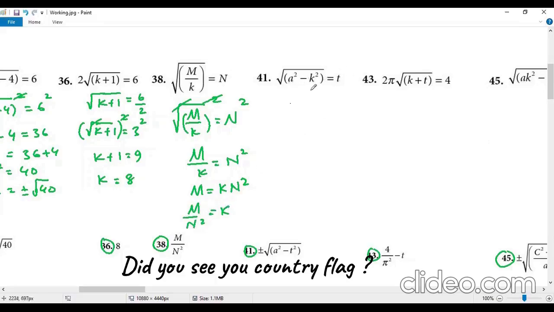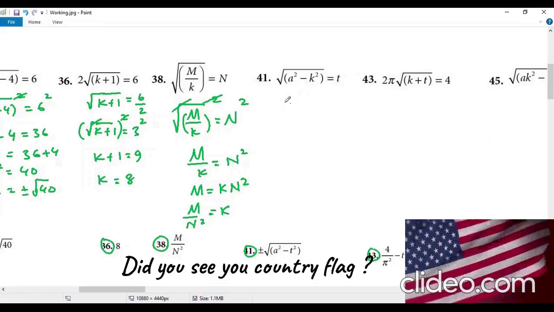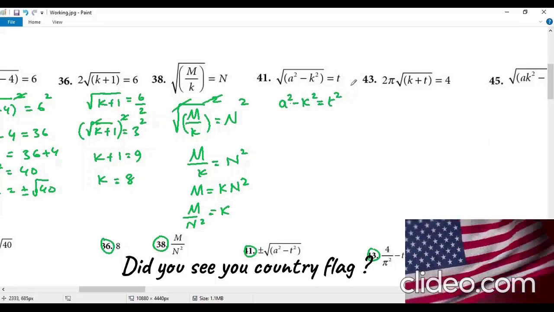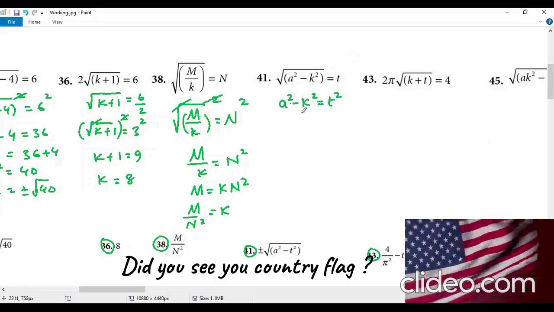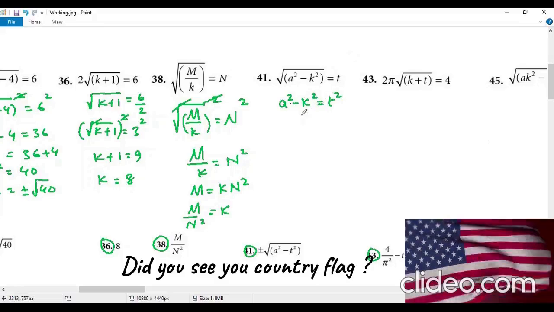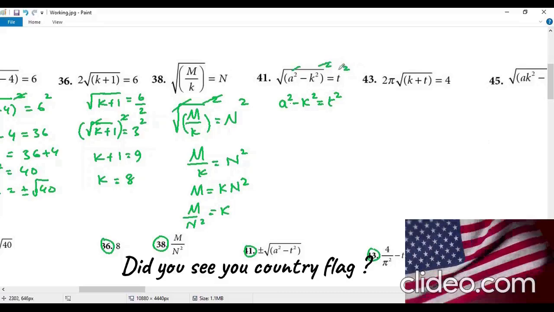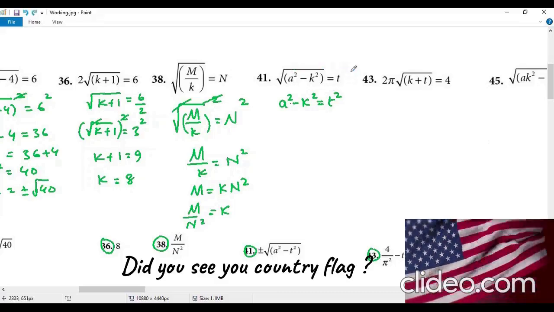Question number 41, squaring both the sides will give me a square k square equals t square. I'm not doing that operation to save time and for better understanding, because squaring this and squaring this will cancel these two guys. Okay, I'm not doing that.